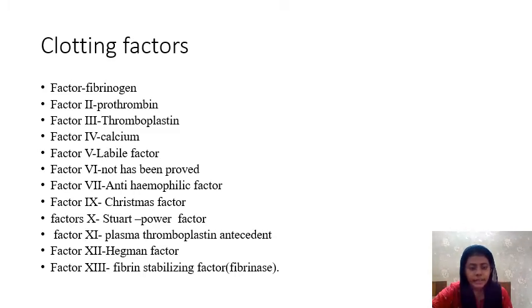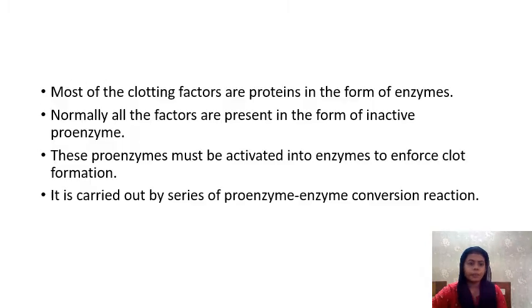Factor 10, Stuart-Prower factor. Factor 11, plasma thromboplastin antecedent, and factor 12, Hageman factor, and factor 13, fibrin stabilizing factor. These are the factors involved in this clotting pathway, and usually we use Roman numerals, but you should study the names also.